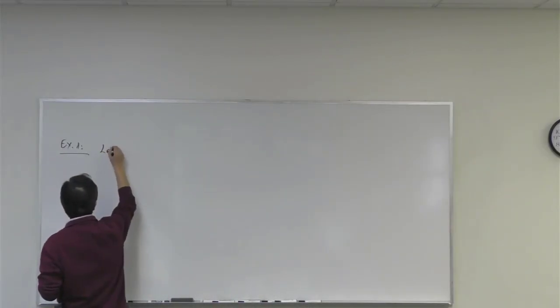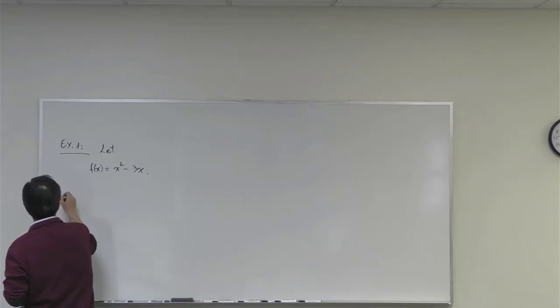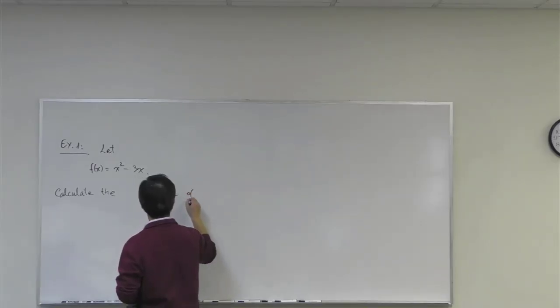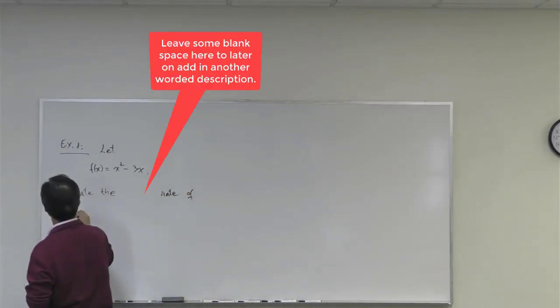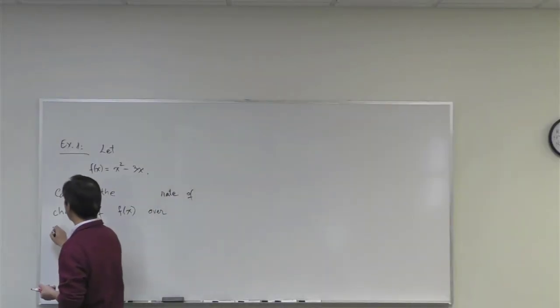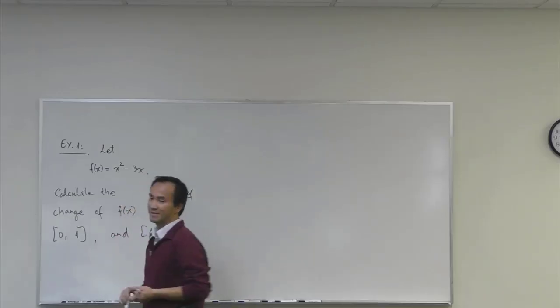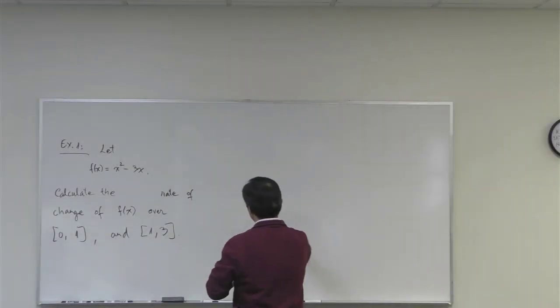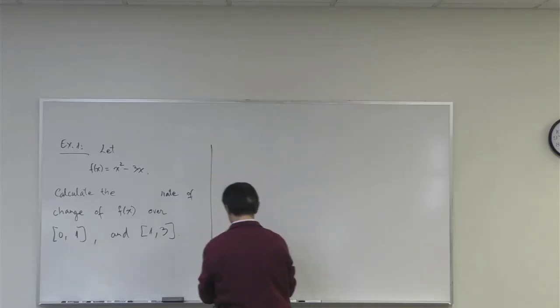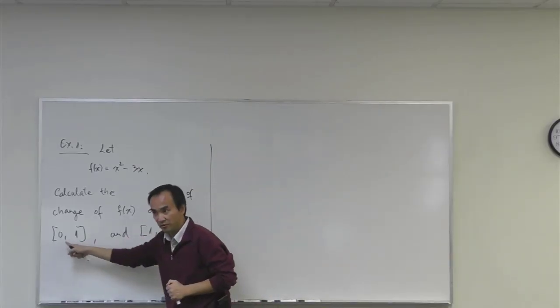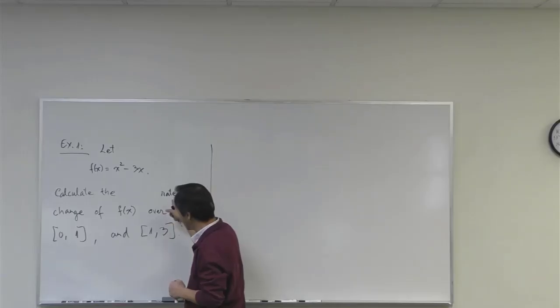Our function f of x. Calculate the rate of change over two intervals, 0 to 1, and another interval, 1 to 3. Okay. So the work here is quite simple. Here's how I'm seeing it. We've got a given interval being specified here. We are required to calculate the rate of change.